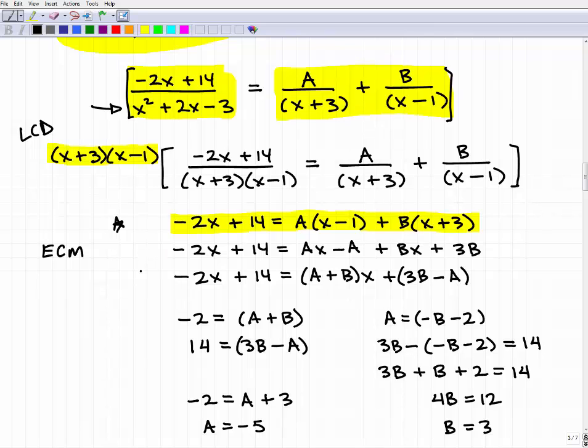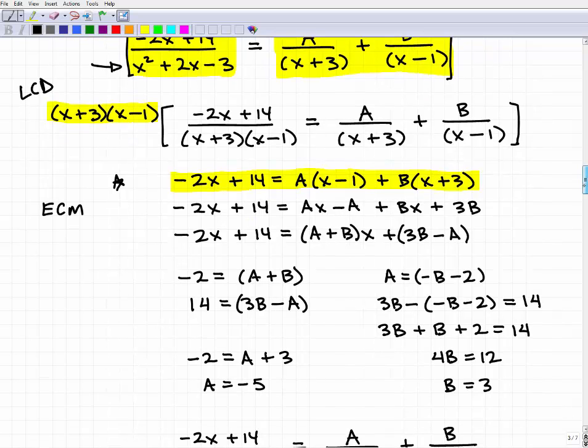So what do we do? Well, let's look over here to the right. Notice here that I can distribute this A, and here I can distribute this B. I'm just using the distributive property, and I'm going to get this here.